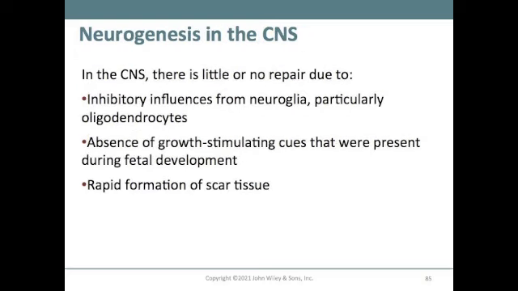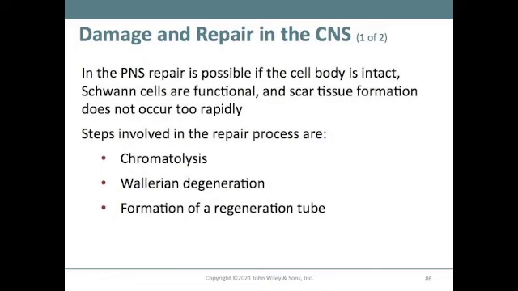Neurogenesis in the CNS. Genesis just means the beginning, so the beginning of neurons. In the CNS, there is little or no repair due to inhibitory influences from neuroglia, particularly oligodendrocytes. Remember we talked about oligodendrocytes at the beginning of the lecture. We'll go back and review those. Also the absence of growth-stimulating cues that were present during fetal development, and the rapid formation of scar tissue. So those can, in some cases, prevent neurogenesis in the central nervous system. Damage and repair in the central nervous system.